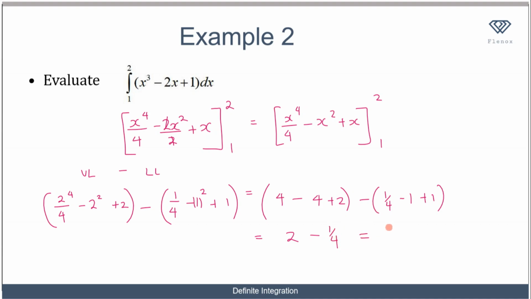And that gives me what? 7 over 4. So when you integrate this expression from boundary conditions from 1 to 2, you get the value to be what? 7 over 4. And as you can see, this represents a single numerical value, and that is why it is called a definite integral. Now let's move on to the last example.